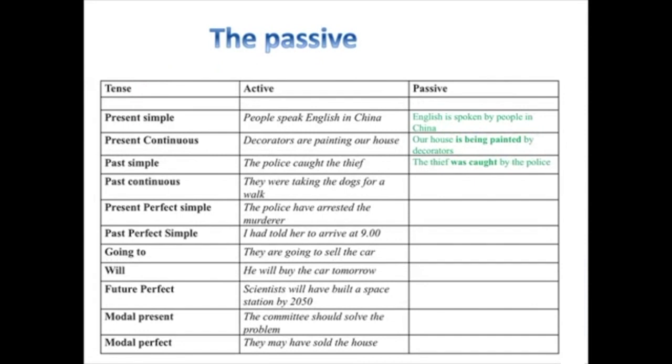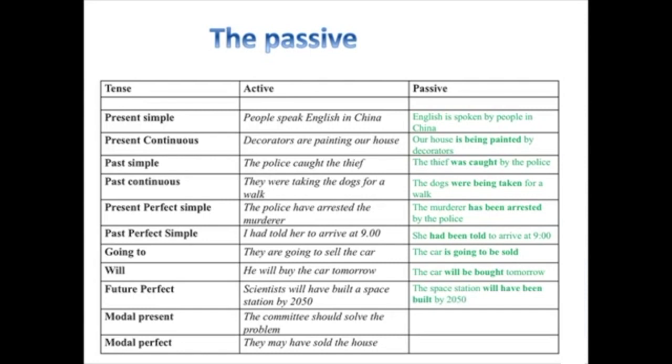Okay, the answers. Past continuous. The dogs were being taken for a walk. Present perfect simple. The murderer has been arrested by the police. Past perfect simple. She had been told to arrive at 9 o'clock. Going to. The car is going to be sold. Will. The car will be bought tomorrow. Future perfect. The space station will have been built by 2050. Modal. The problem should be solved by the committee. Modal perfect. The house may have been sold.